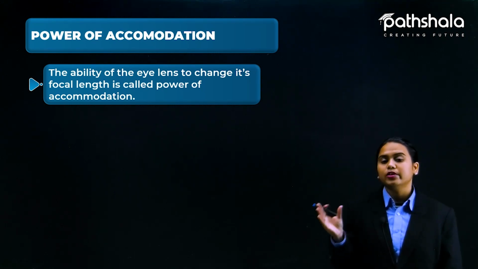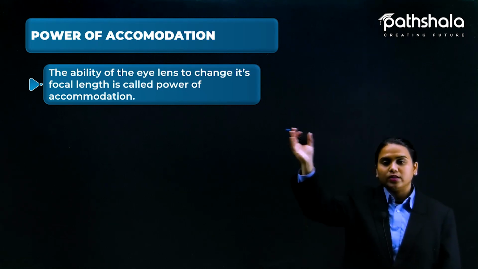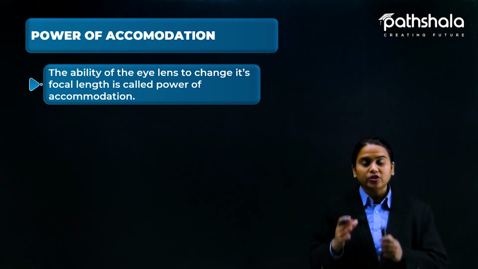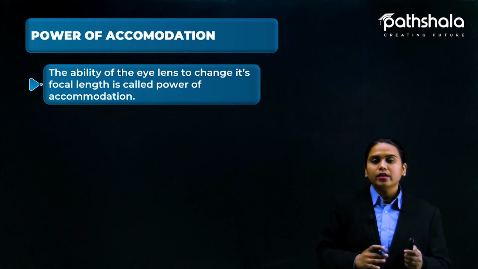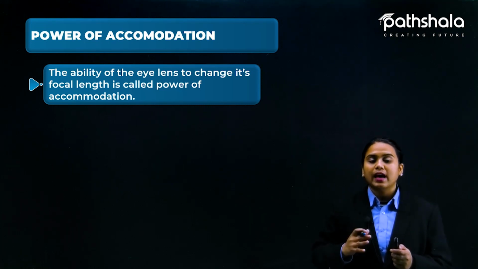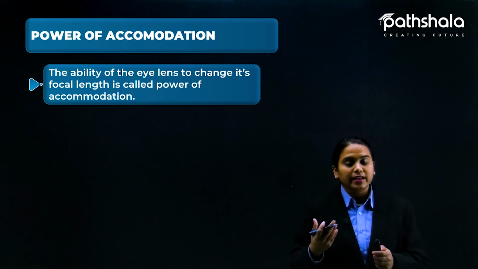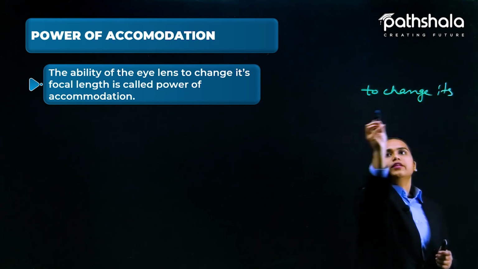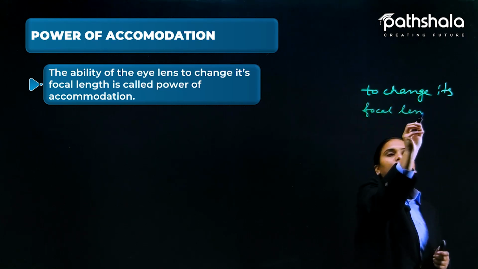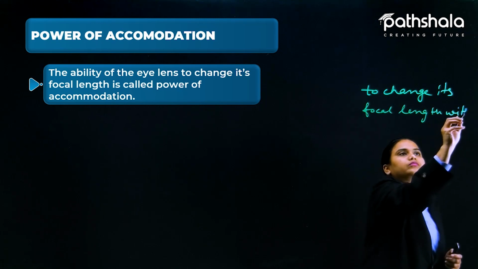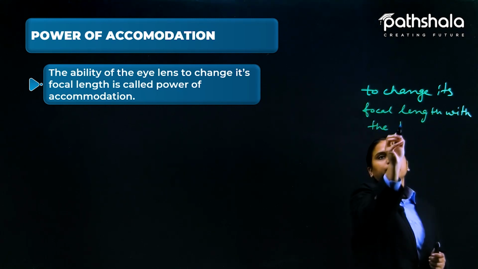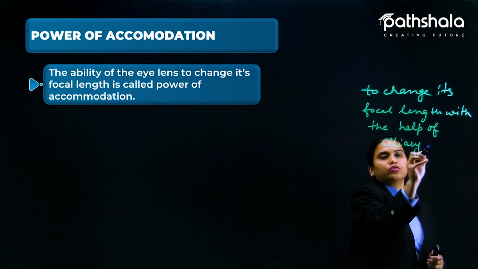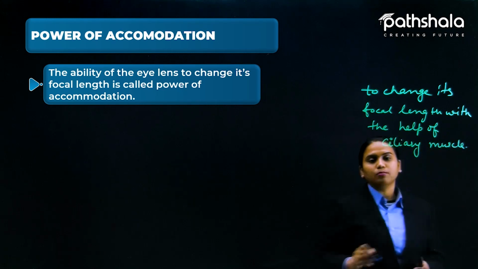So the keyword for this adjustment is actually this. The proper definition is: the ability of the eye lens to change its focal length is called power of accommodation. You can add that the ability of the eye lens to change its focal length with the help of ciliary muscles. That you could do to make the answer better.